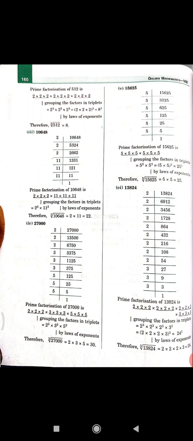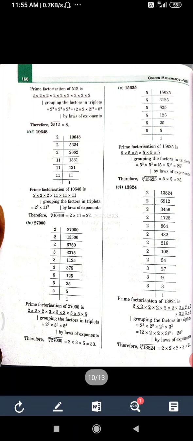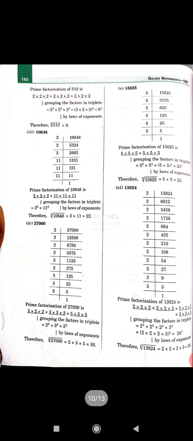Now 54 divided by 2 is 27. Now it is not possible by 2 because the last digit is 7, so divide by 3. 3 nines are 27, 3 threes are 9, and 3 ones are 3. Here we have obtained the prime factorization. Now make triplets. A triplet means a group of 3 factors. So first 2 cubed, then again 2 cubed, then 2 cubed, then 3 cubed.